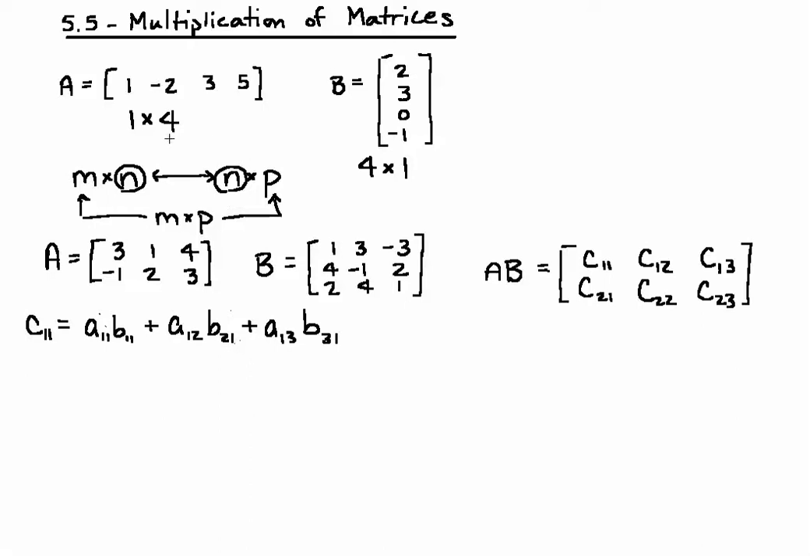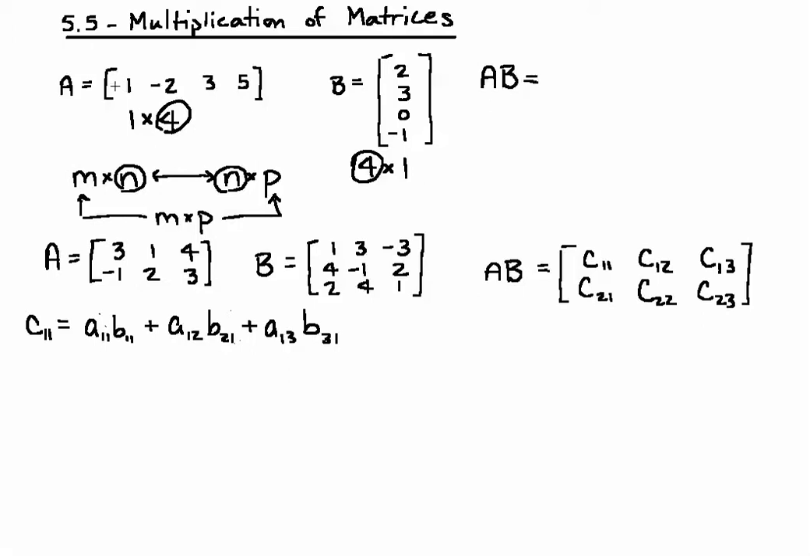In this case, we have a 1 by 4 and a 4 by 1. Column and rows are the same. And so that means that we're going to end up with a matrix of a 1 by 1. So that means we're just going to have one entry. And so this is how we multiply matrices.